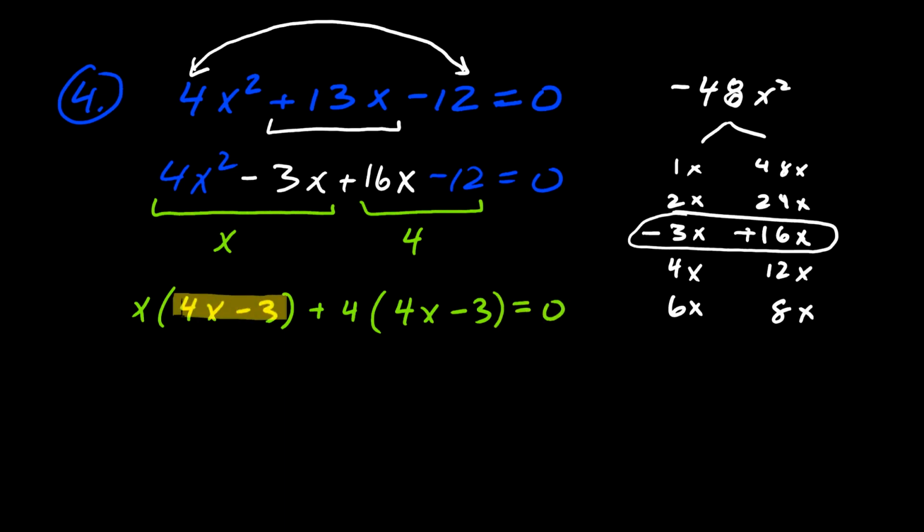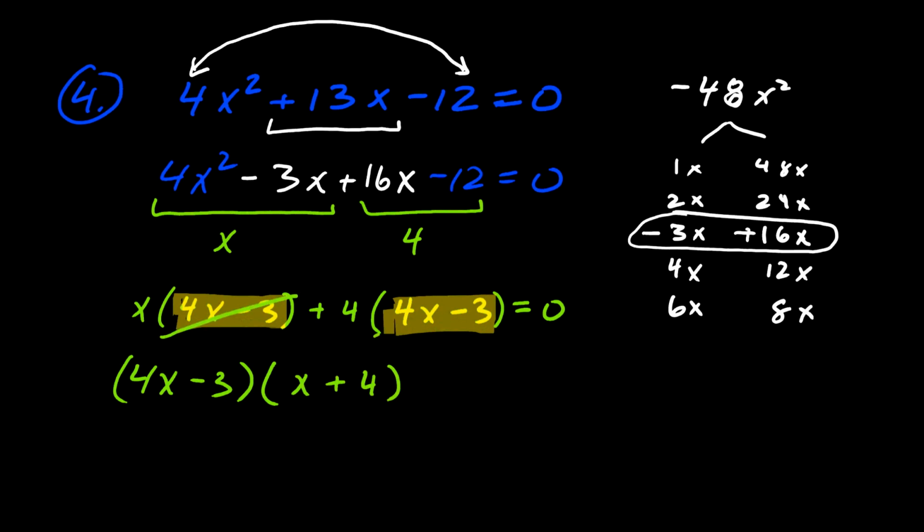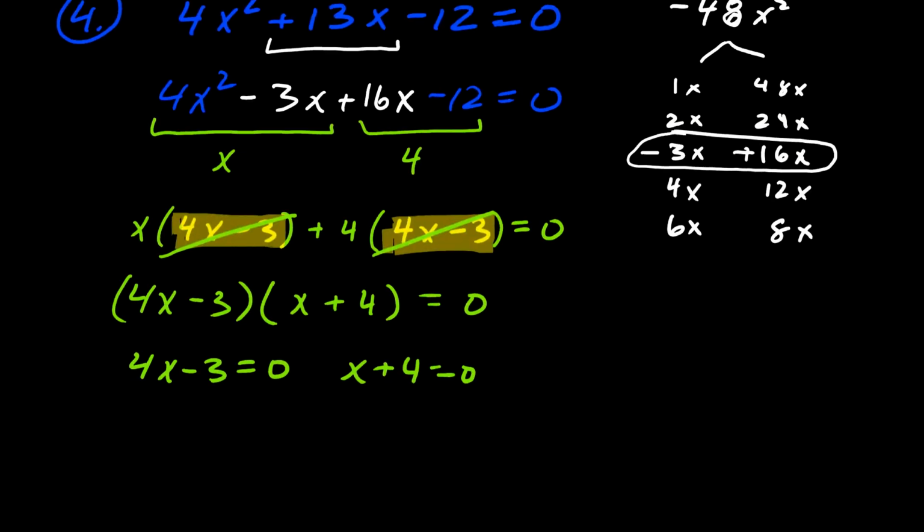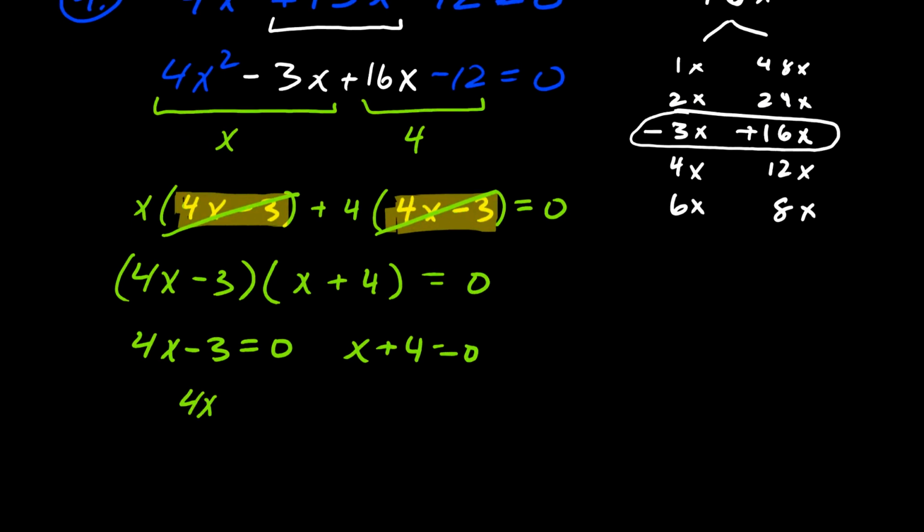Again, I still have that common term inside the parentheses, really two terms. So we'll have a 4x minus 3 factoring out, leaving me with x plus 4, when that is factored out, equals 0. So I'm left with 4x minus 3 equals 0, or x plus 4 equals 0. Adding the 3 over brings me to 4x equals 3. Dividing by 4 leaves me with x equals 3/4. And over here we would just be subtracting 4, so x equals negative 4.